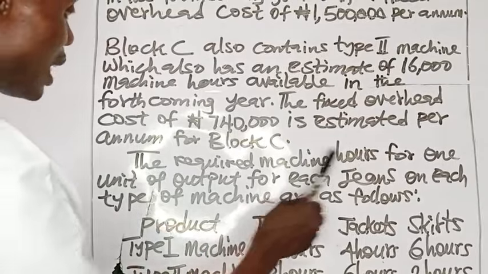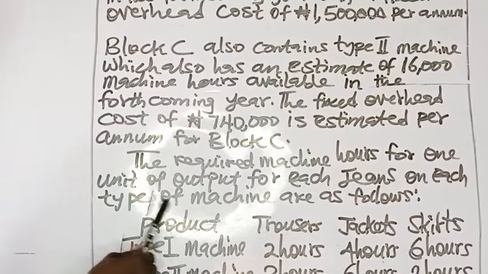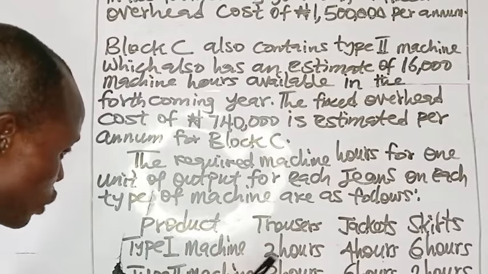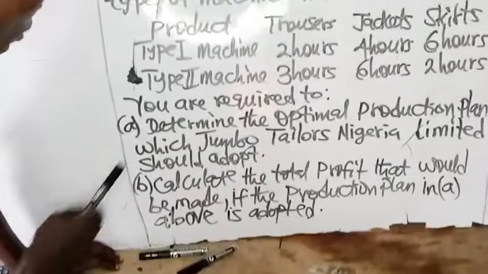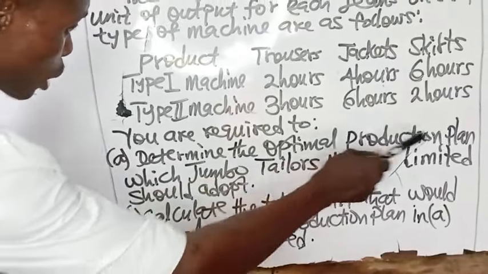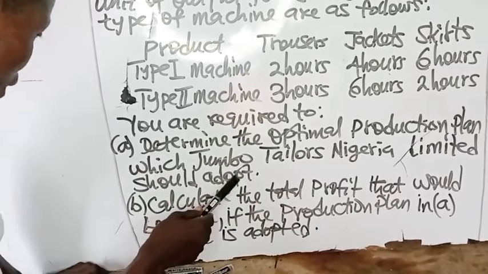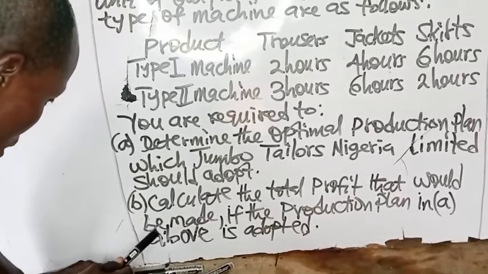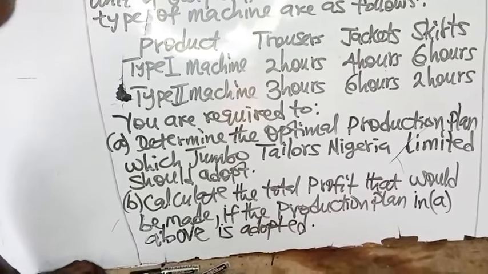The required machine hours for 1 unit of output for each product on each type of machine are as follows. You have the products: trouser, jacket, skirts. Type 1 machine, 2 hours, 4 hours, 6 hours. Type 2 machine, 3 hours, 6 hours, 2 hours. You are required to: A. Determine the optimal production plan which Jumbo Tailors Nigeria Limited should adopt. B. Calculate the total profit that would be made if the production plan in A above is adopted.